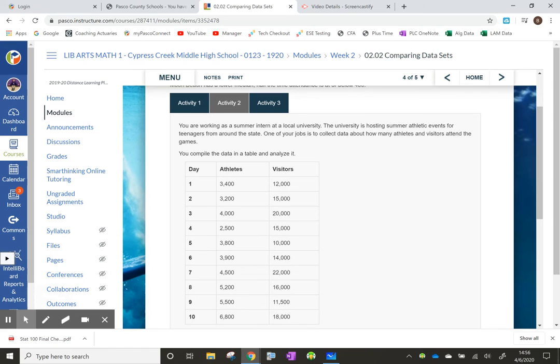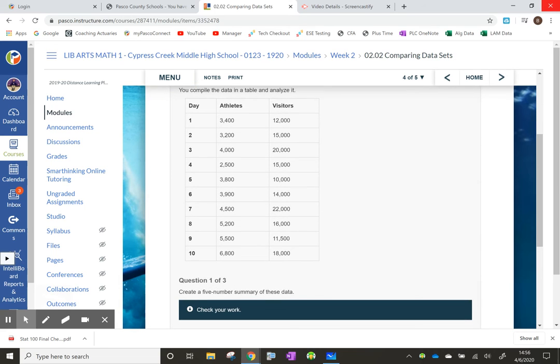So again, you can see you're working as a summer intern at a local university. One of your jobs is to collect data about athletes and visitors at games. So you can see the athletes and the visitors at the games.